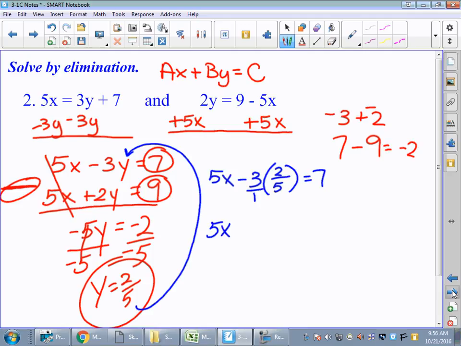5x. When you multiply a whole number times a fraction, you put the whole number over 1. You multiply the numerators, which would be 3 times 2 is 6. And then the denominators, 1 times 5 is 5.